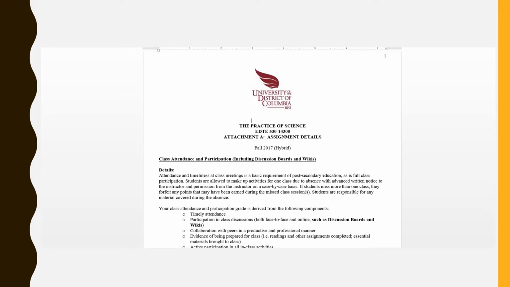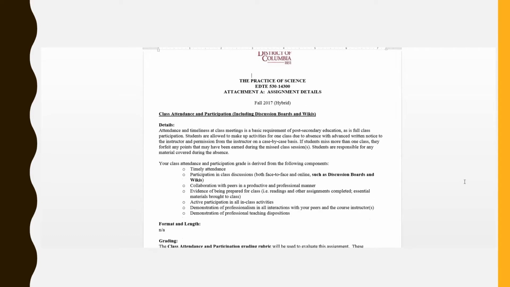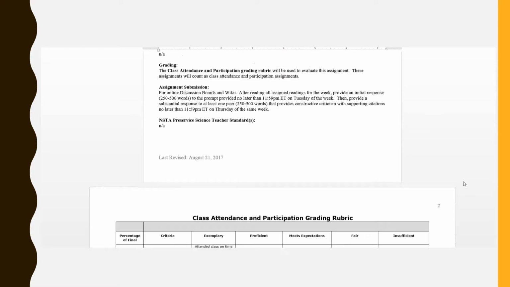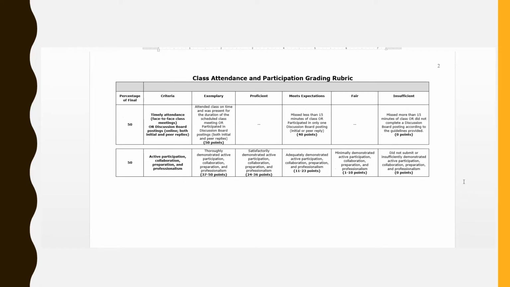Now let's take a quick look at your assignment details document. This is the document that gives you the instructions for every single one of your assignments for the duration of this course. So you'll see here at the very beginning that we talk about class attendance and participation, and that will include your discussion boards and your wikis. You'll see exactly how it is that you'll be graded and assessed on this, including a grading rubric.